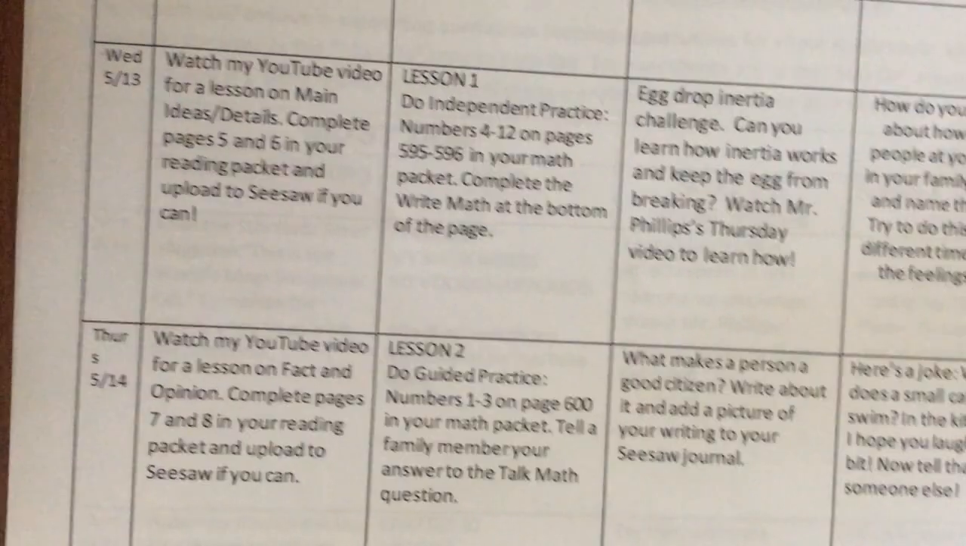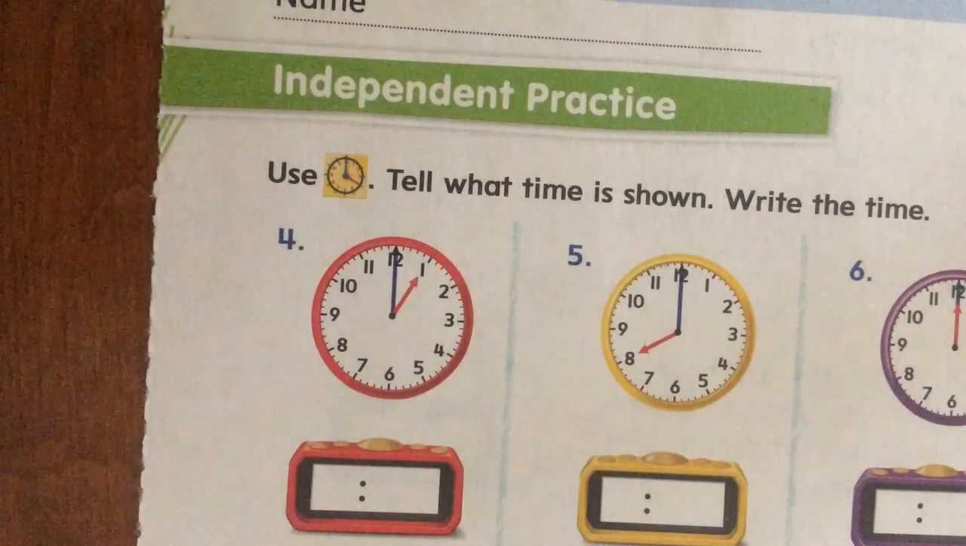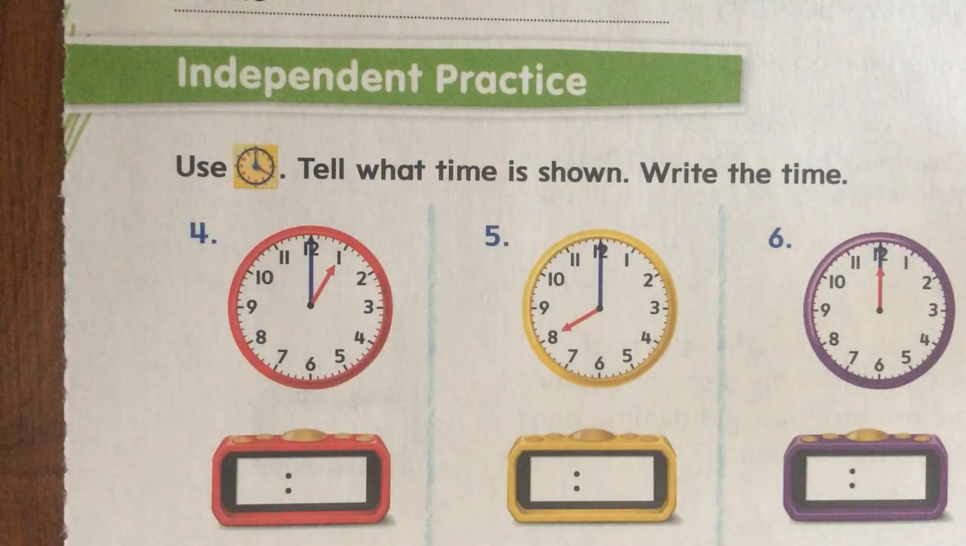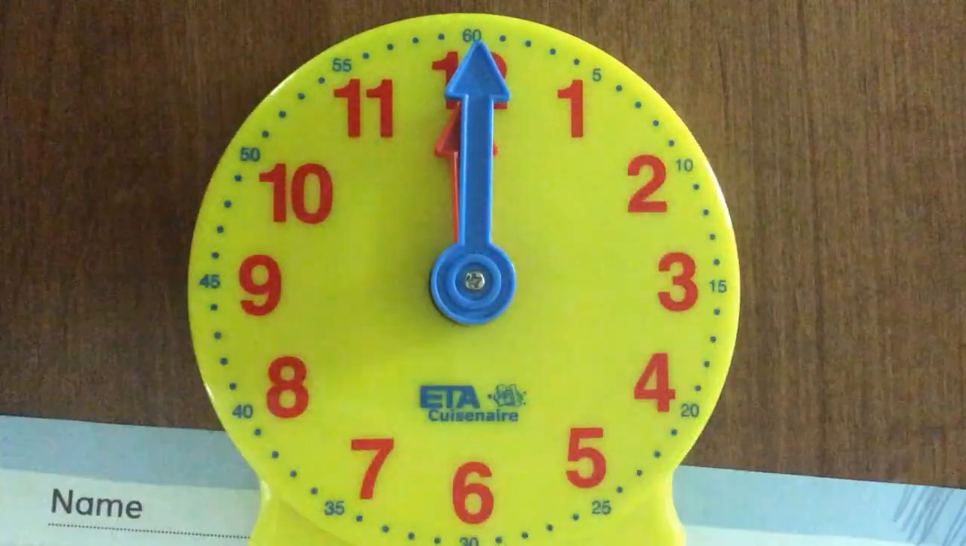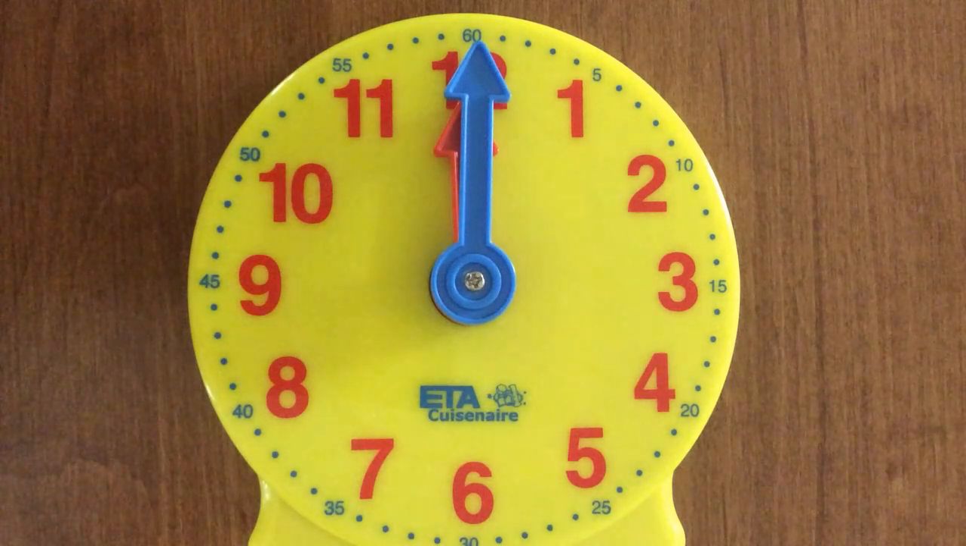Okay, so before we start that, I'm just going to show you a little bit on our clock. Now, this is my little clock here. Now, if we were really in school, we'd be using my big clock, and you would all have a little clock like this in your hand. And I would be asking you to show me examples of time to the hour, okay?